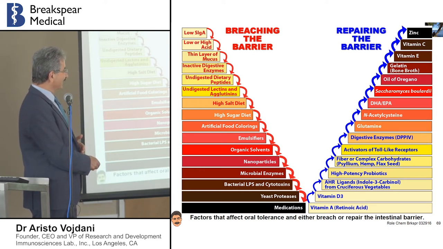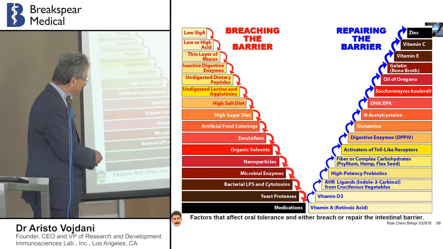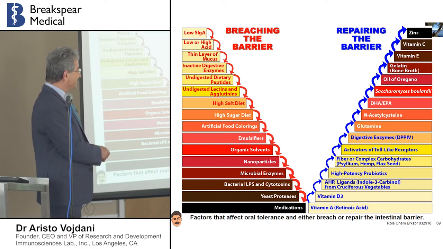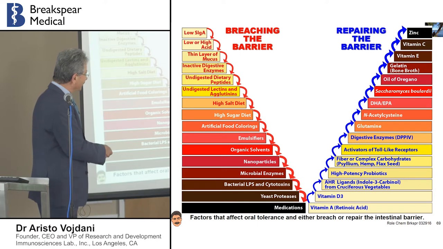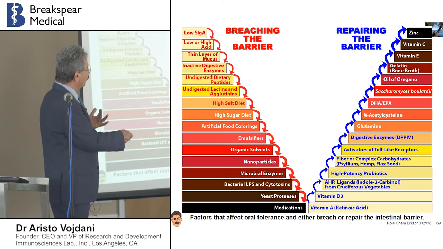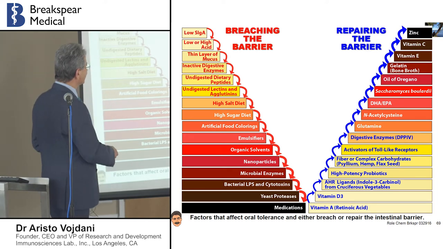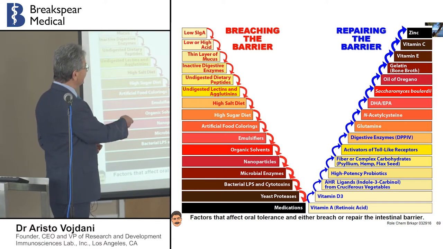And high potency probiotics, fiber, complex carbohydrates, such as psyllium, hemp, flaxseed. That's what I'm taking every morning. And then activators of toll-like receptors in the gut, digestive enzymes, we have to take glutamine, N-acetylcysteine, fish oil, EPA, DHA, Saccharomyces boulardii, oil of oregano, gelatin or bone broth. It's very good for the digestive tract. Vitamin A, vitamin C, and zinc.